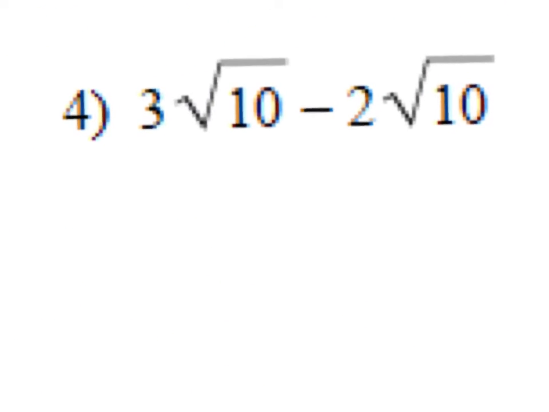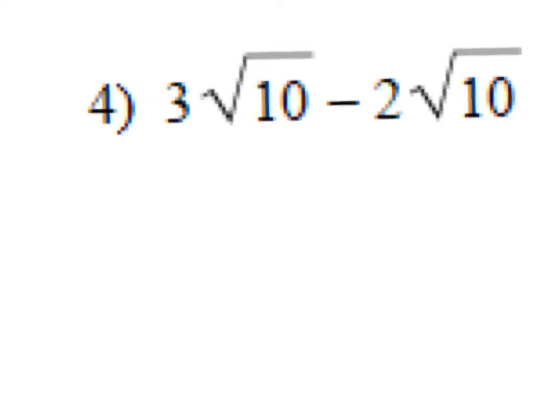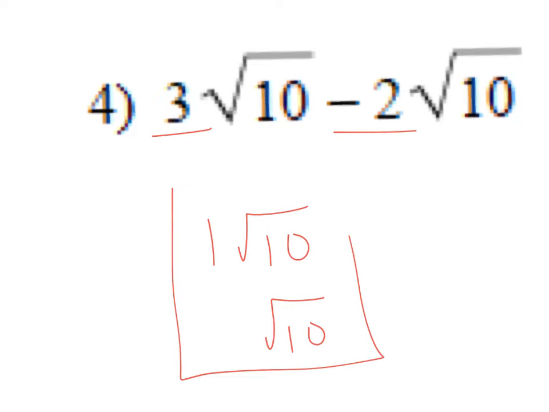Okay, on this one, 10s break down to 2 and 5, but nothing will pair up and move out. So I'm just going to go ahead and subtract the outside numbers here. 3 minus 2, and I'm going to get a 1 root 10. Or if you just want to call it root 10, those are the same thing.